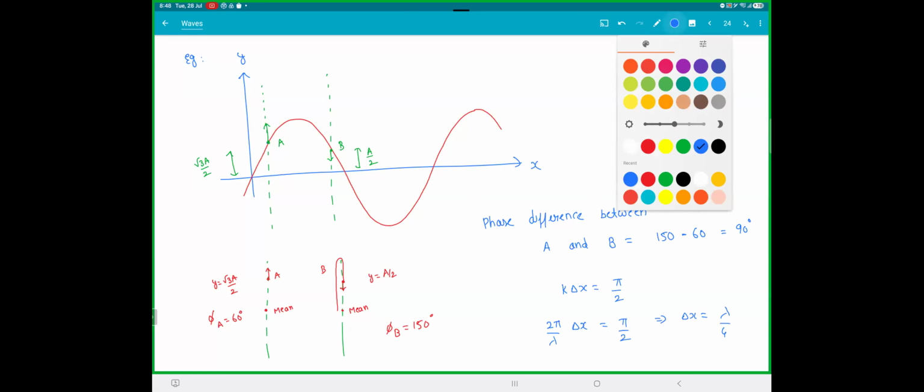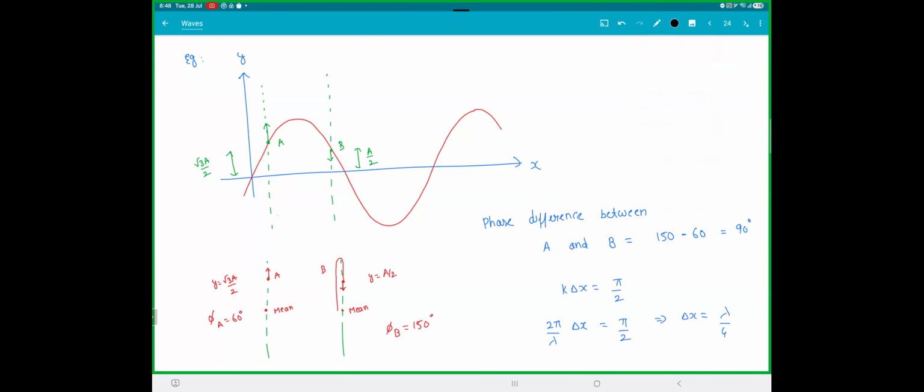That means the distance between these two points was lambda by 4. So any two points with a distance of lambda by 4 will always be out of phase by 90 degrees. Meaning when you go to the extreme, I will be at the mean, and when you go to the mean, I'll be at the extreme. Is this clear, everyone? Are you getting the meaning of phase difference between two particles?